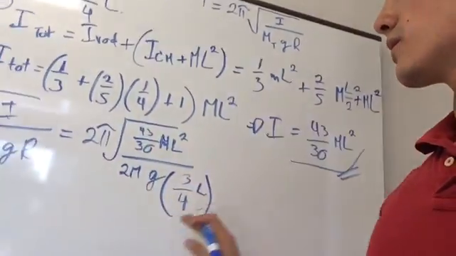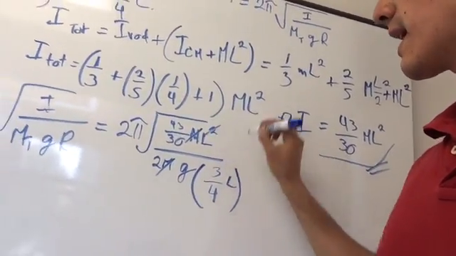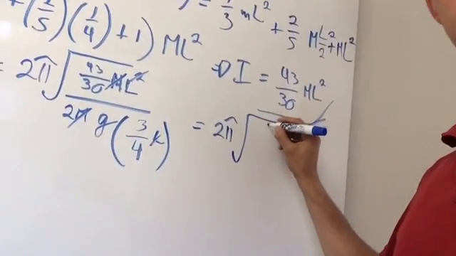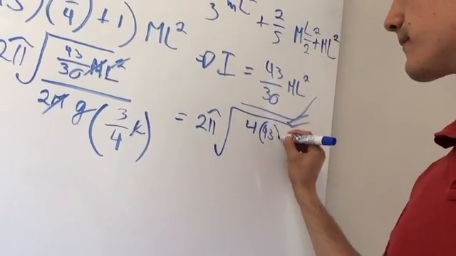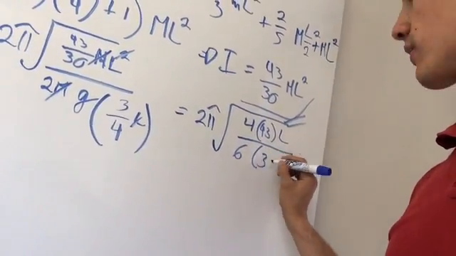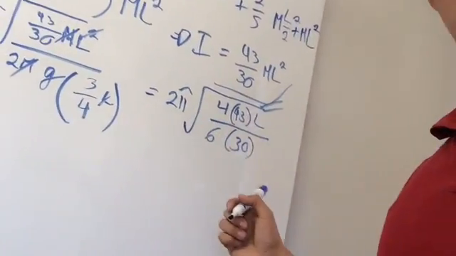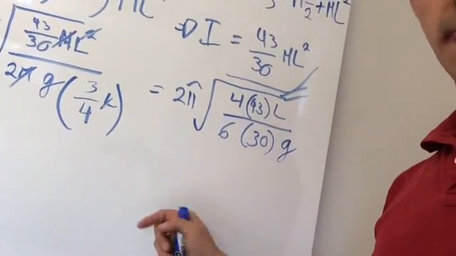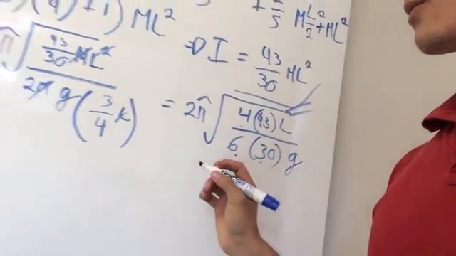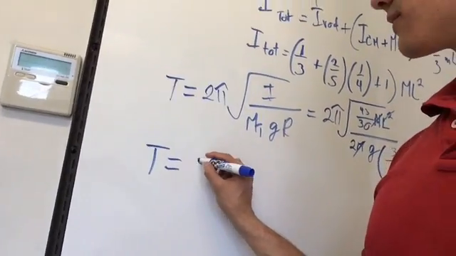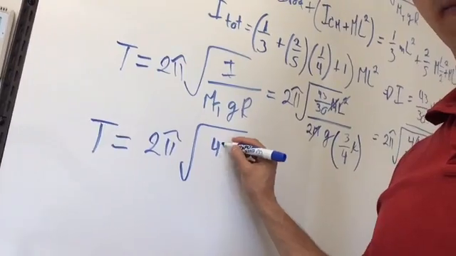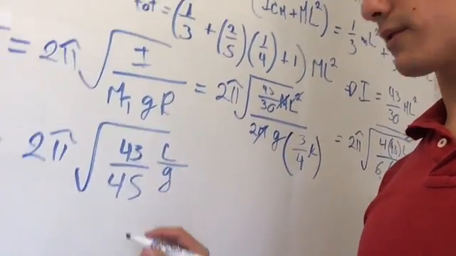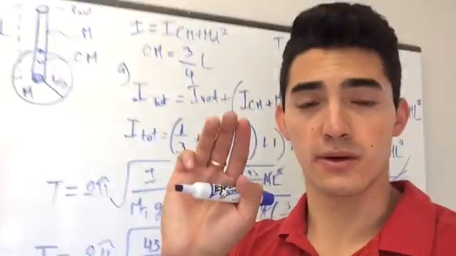Once we know this, we can take the m's out and one L out, and we are left with 2 pi times the square root of 43 L over 6 times 30, over gravity. Solving this, we obtain that the total period is equal to 2 pi times the square root of 43 over 45 times length over gravity. And then we can solve part 3.